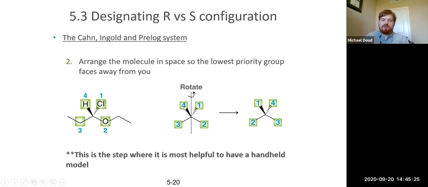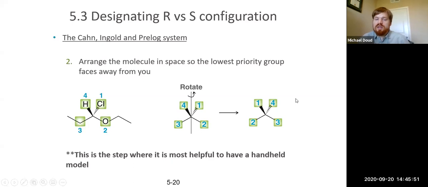So here, for example, we have 4 facing us, but we need to flip it back. So we're going to rotate the whole molecule. Now that means that 4 is going to be in the back, 1 is going to be at the top facing us, and then we also flip 2 and 3 down below. So whereas 3 was on the left and 2 was on the right, now 2 is on the left and 3 is on the right.